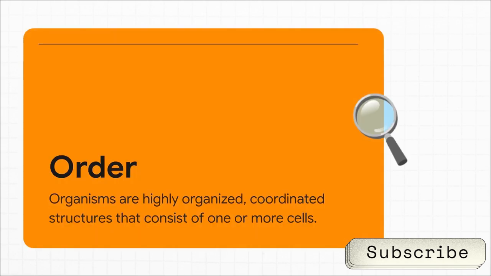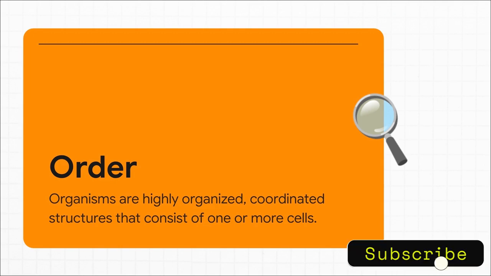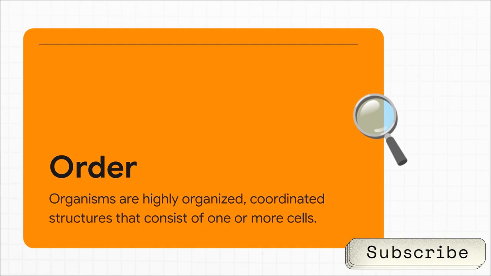Okay, first on the list is order, and this is a big one. Living things aren't just a random jumble of stuff. They are incredibly organized. Think about it. Even a tiny, single-cell bacterium is more complex and structured than the most advanced machine we've ever built. It's a whole universe of coordinated parts working in perfect harmony.